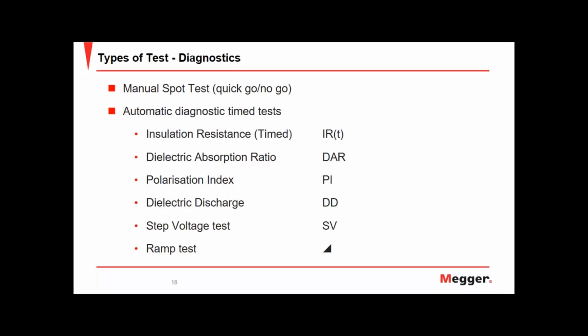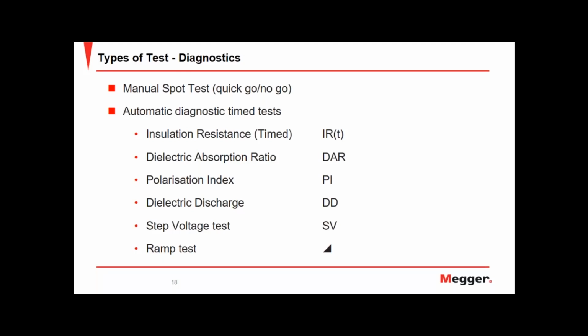Okay, let's move on to the types of tests. There's a very basic test, which is what we call a spot test. It's a manual test. You simply press the button. The instrument outputs a high voltage. The asset under test is charged, and you can either lock it on or continue to keep it pressed for as long as you want to go. Once you think that you've got a stable reading, you can stop the test there and save the value.